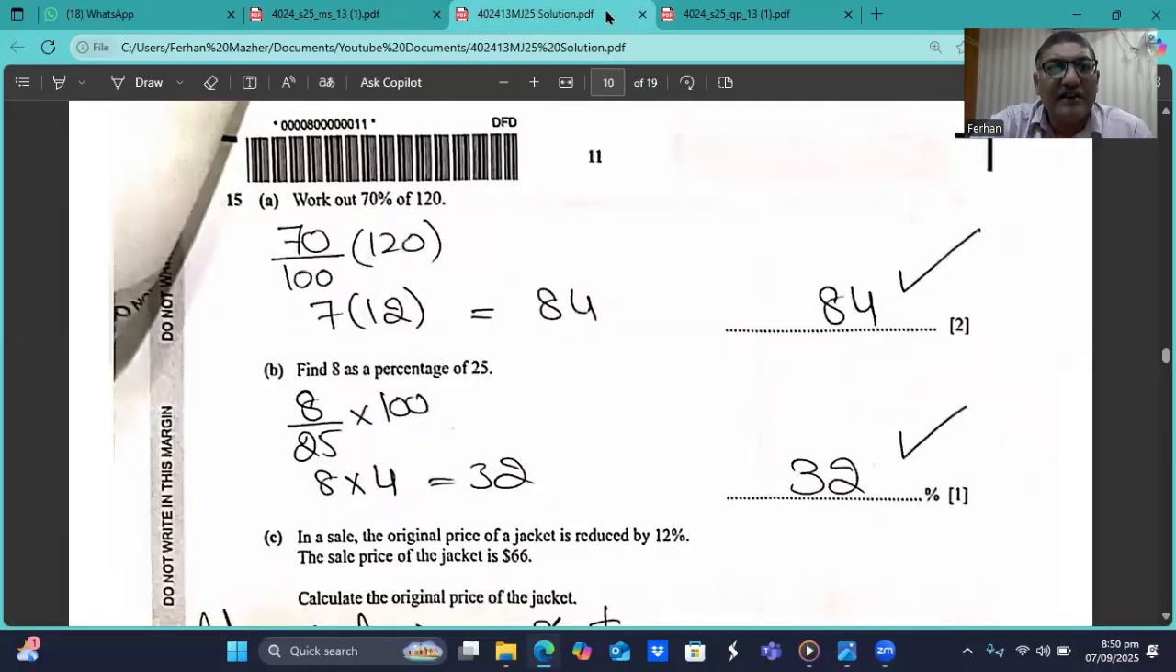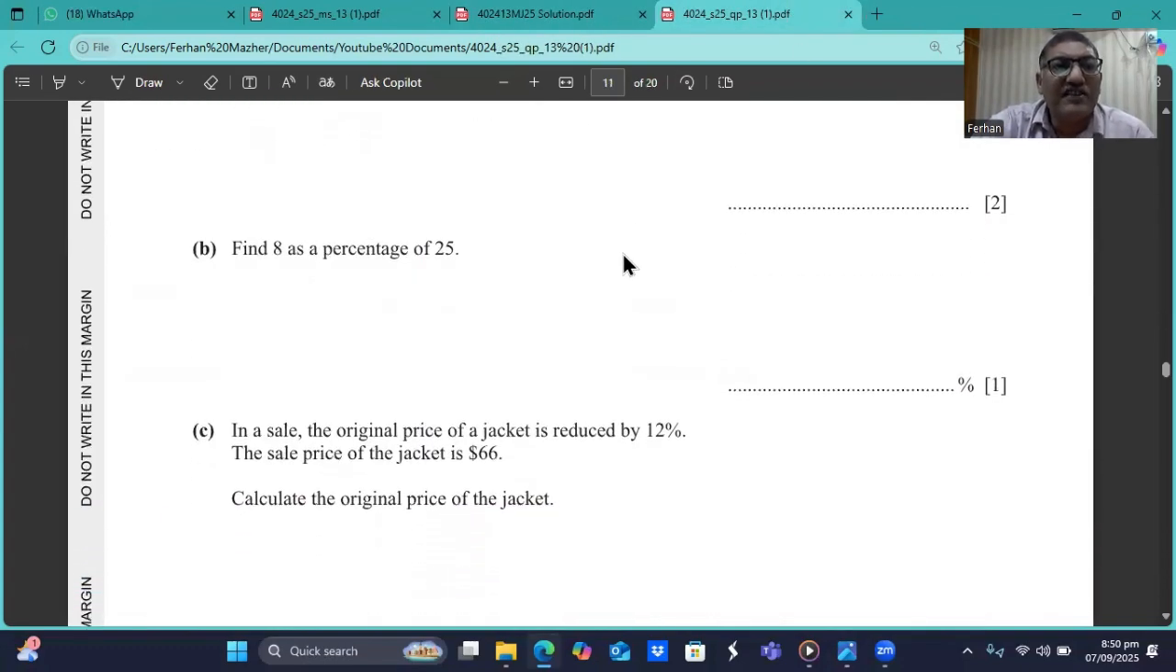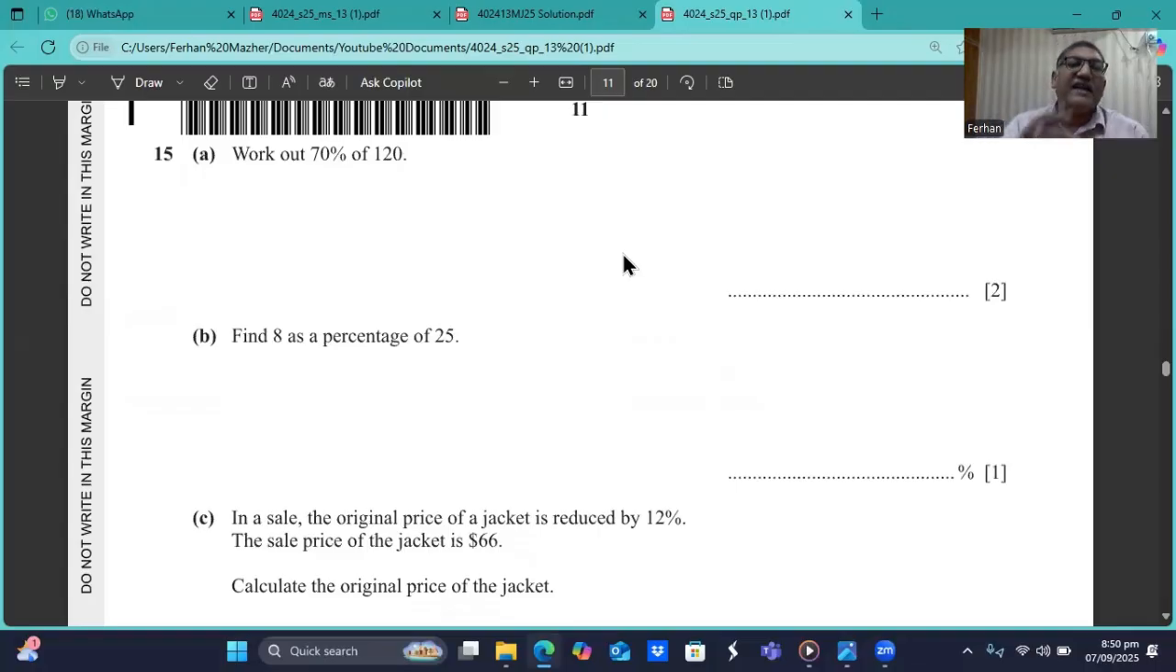Okay. 84 is the right answer, sir. Then we have question number 15 and it's B part. He says, find 8 as a percentage of 25. So it means 8 divided by 25 multiplied by 100.